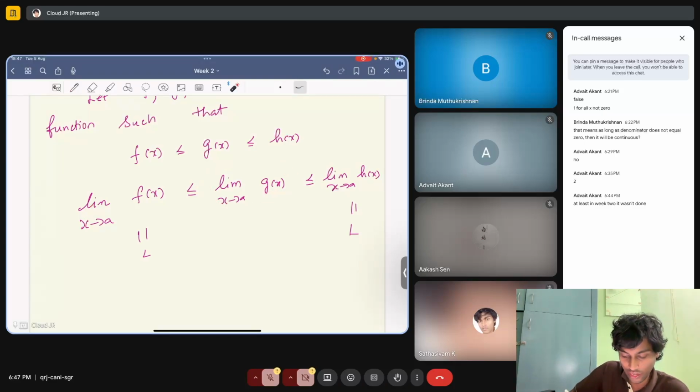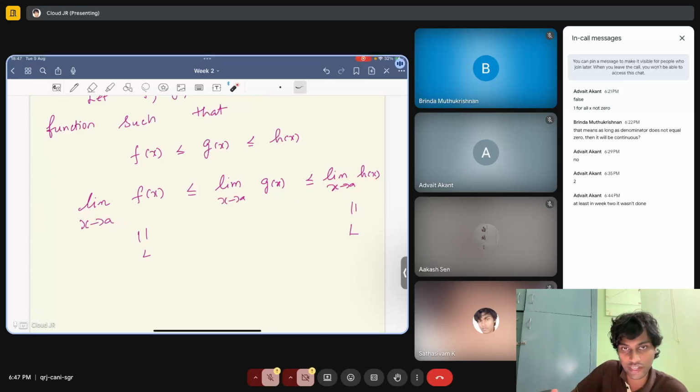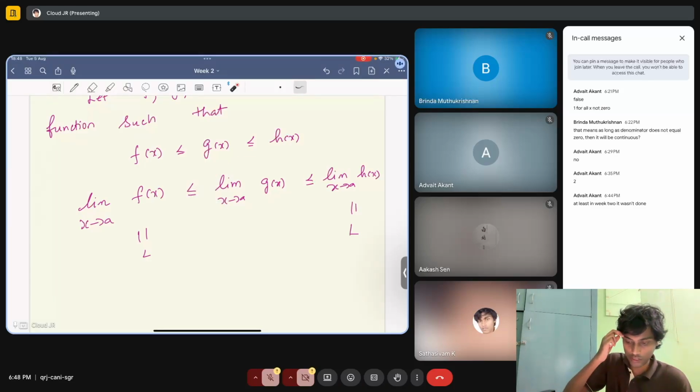In some sense, instead of finding the limit of g, you can find the limit of these two functions, and these two functions are not very hard to find in some cases. When you can do that, you get this limit for free. I didn't prepare this problem.